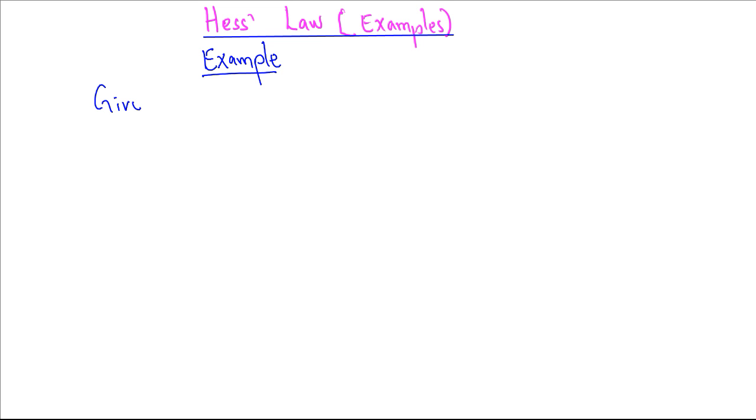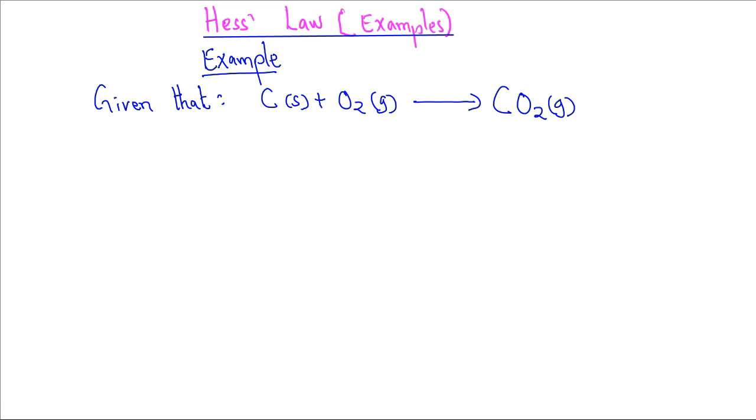Given that carbon plus oxygen react to form carbon dioxide, delta H is negative 393 kilojoule per mole.